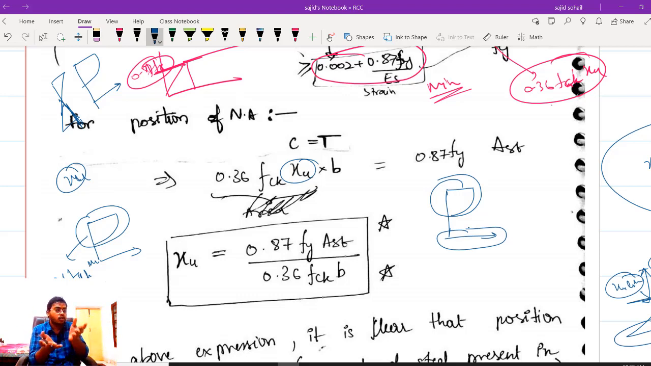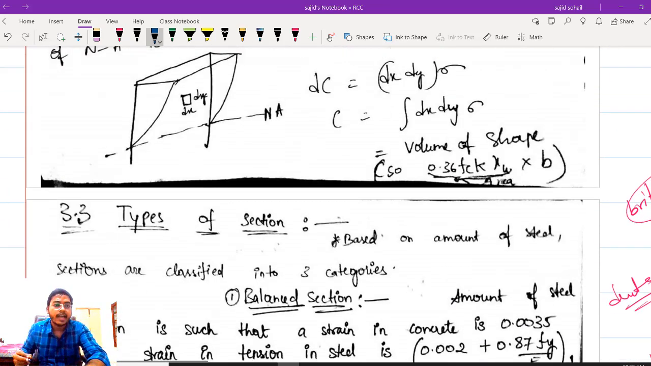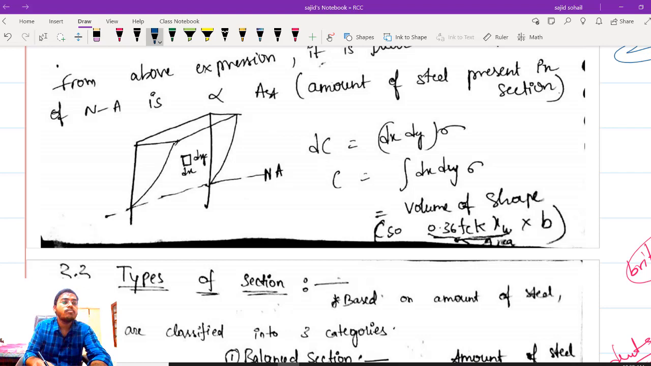So the total compressive force is needed. How will we get it? You have to multiply it with the width of the section. As simple as that, right? So just multiply with the width of the section. Let us try to understand. The diagram is here. So if you have some body, let us take some body like this.